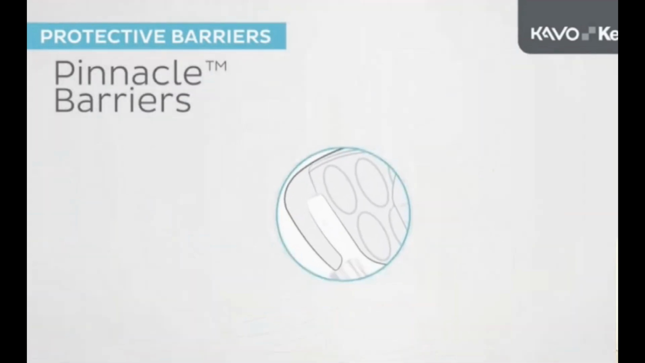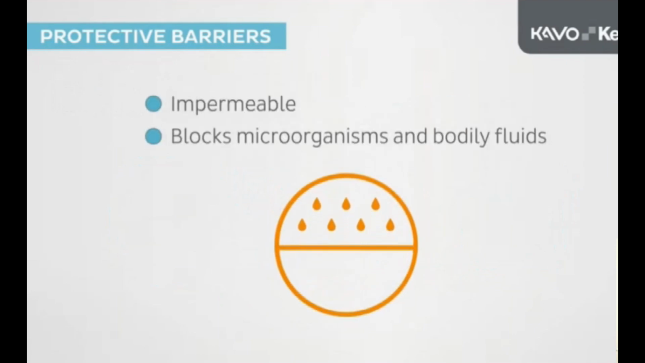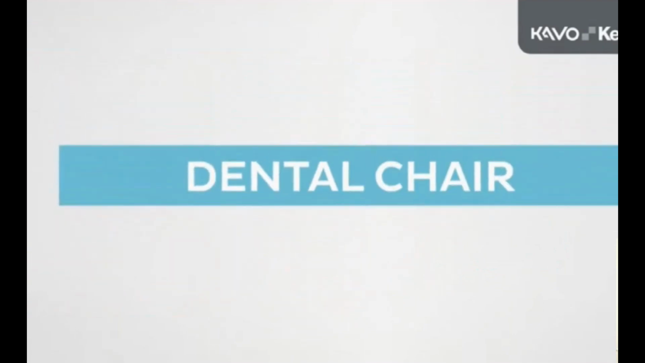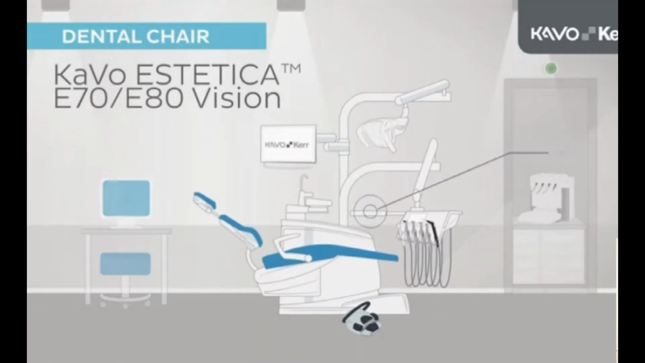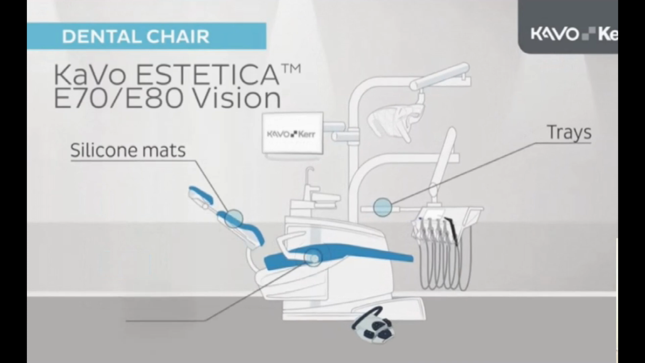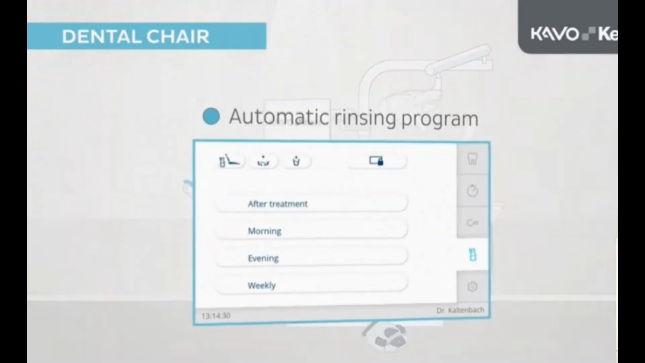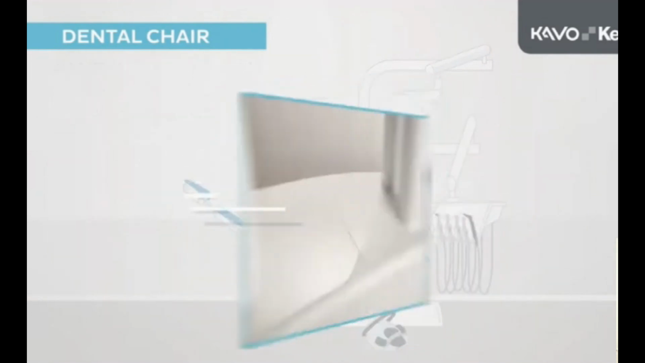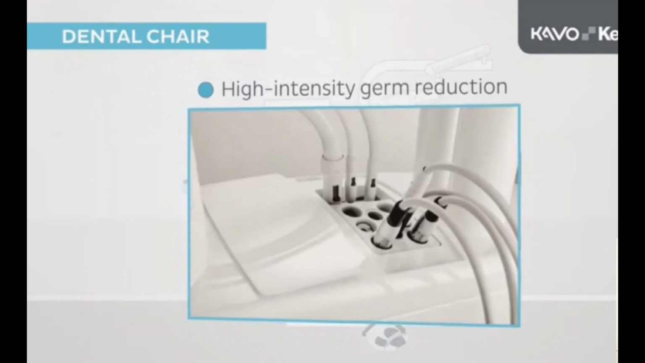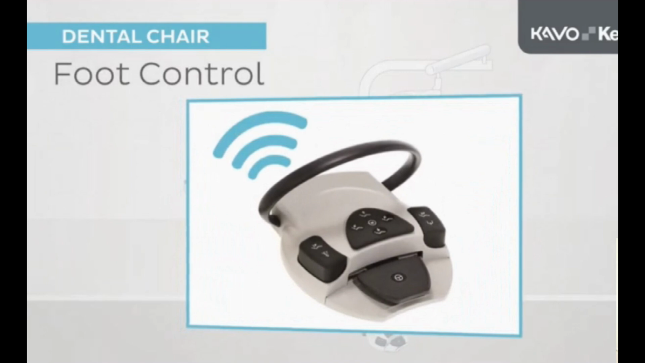After disinfecting, you may choose to use protective barriers. Care Pinnacle barriers have passed blood and viral penetration tests. Your treatment unit may also harbour bacteria. Cavo Estetica E70 E80 Vision has a smooth surface with minimal gaps and removable parts, which make cleaning quick and easy. The fully integrated hygiene function includes automatic cleaning of the suction and drainage system, additional high-intensity germ reduction even during extended downtimes, and a contact-free operation via a foot control.